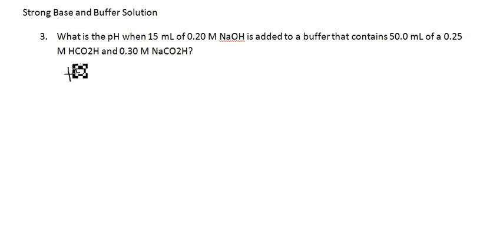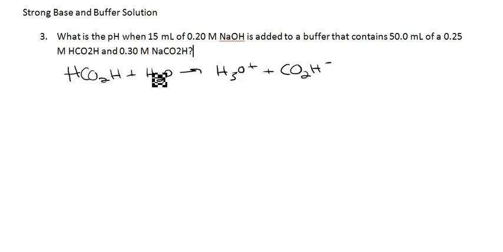It's similar to the last one where I have formic acid and I'm adding it to water, and it loses its H to the water to increase the hydronium concentration and leaves the conjugate base ion of CO2H minus. And so we have some of this.